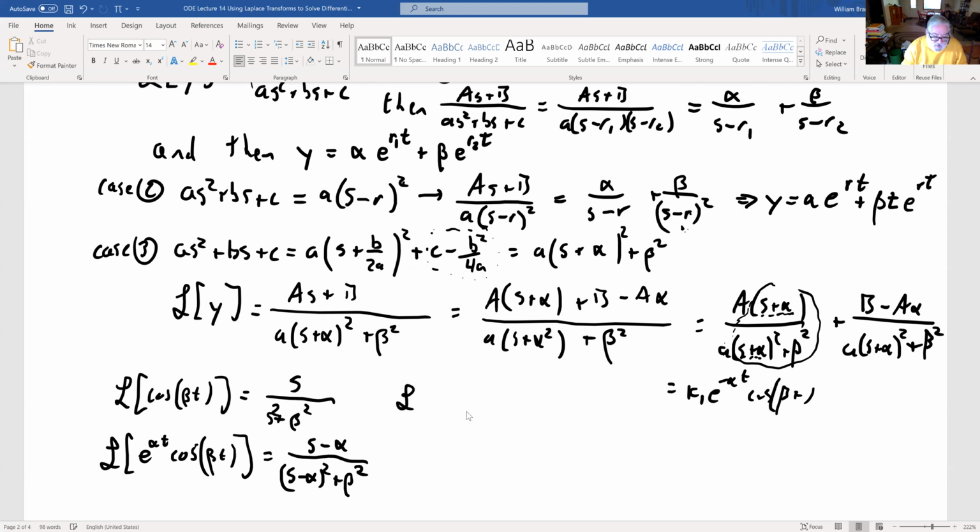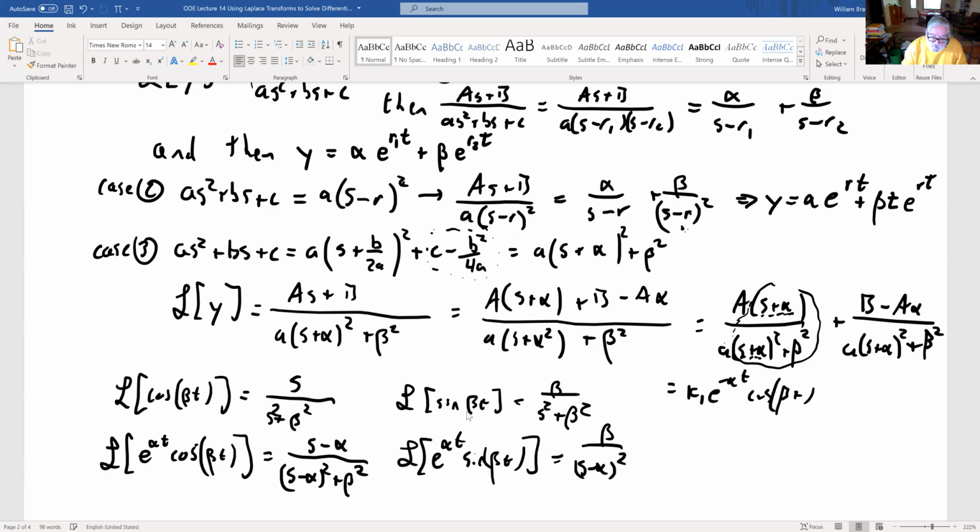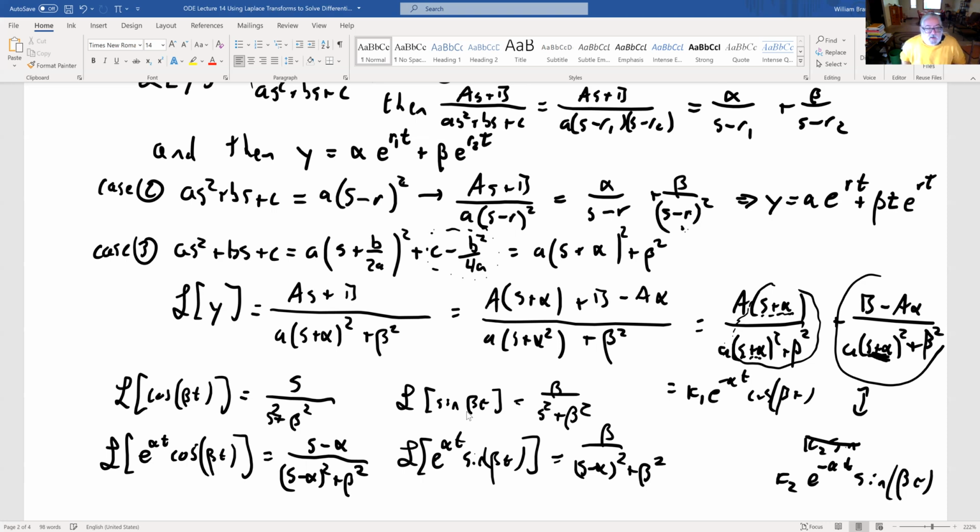This term, remember that the Laplace transform of sine of beta t is beta over S squared plus beta squared. So the Laplace transform of e to the alpha t sine beta t is going to be beta over S minus alpha squared plus beta squared. So this term is going to be k2 e to the minus alpha t times sine of beta t. The exponential, you can see, is because of the shift that happens in completing the square. Great, so by completing the square, we get a shift in here, and that shift corresponds to getting the e to the minus alpha t's. And then we have something squared plus something else squared in the bottom, and that gives me the cosines and sines that I want.